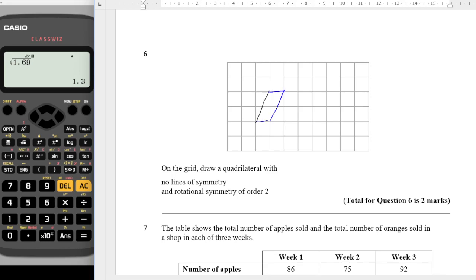provided we didn't draw a diamond, so diamond wouldn't work. And if you think about it, that has no lines of symmetry, but if we spin it around a center point, it would overlap itself twice, so it has order of rotational symmetry 2.